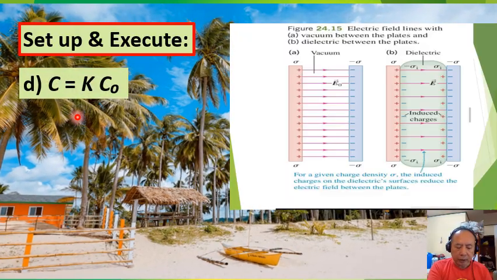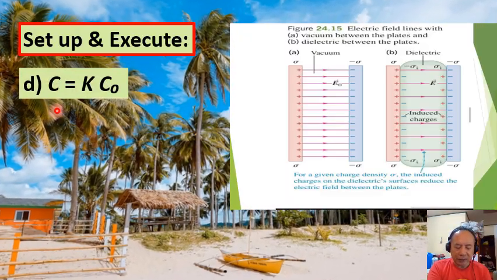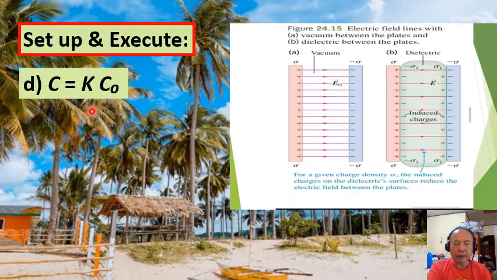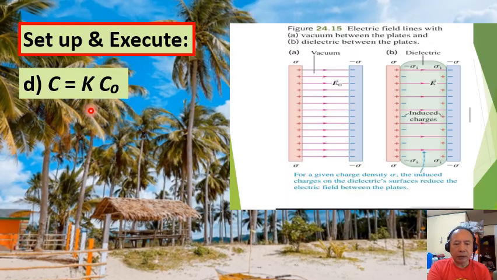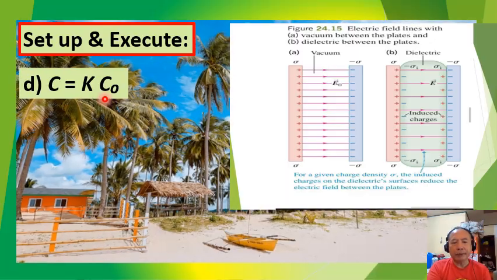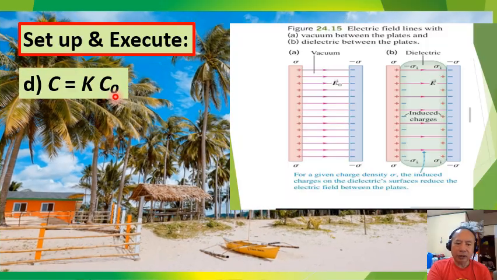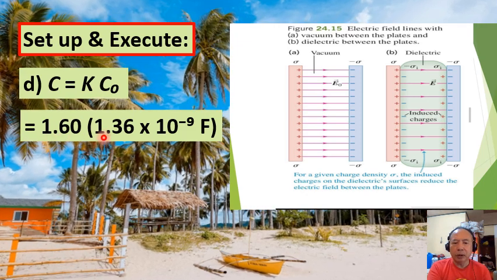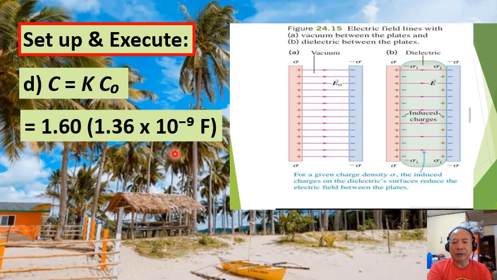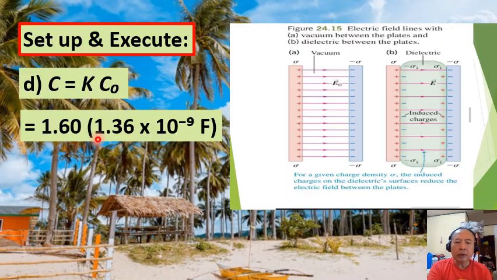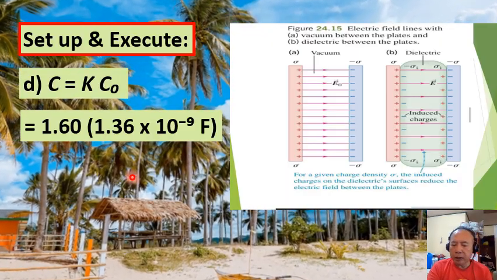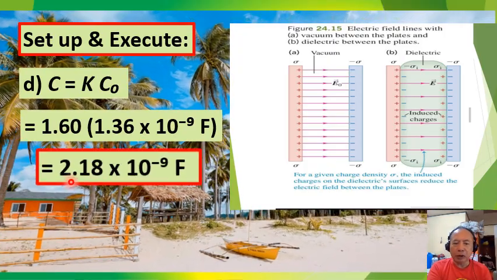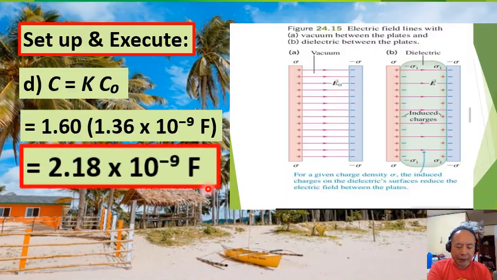Part D, the new capacitance, capital C, after the dielectric sheet has been inserted into the capacitor, is just the product of the dielectric constant kappa and the original capacitance C naught, or big C equals 1.60 multiplied by 1.36 times 10 to the negative 9 farad. So multiplying these two quantities, we get the value of the new capacitance, big C, equals 2.18 times 10 to the negative 9 farad.